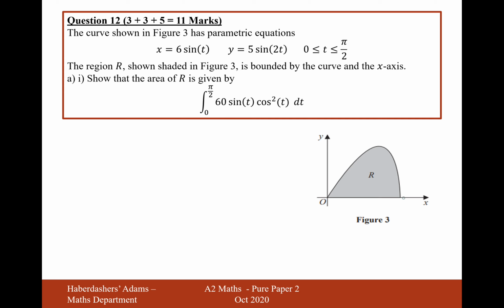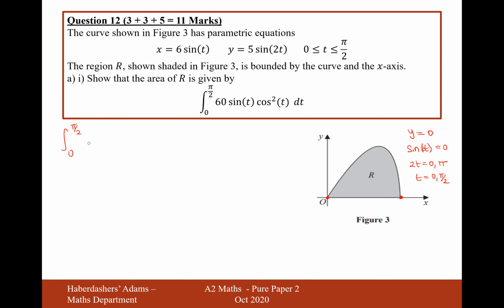So, the intersection between the curve and the x-axis is going to be when y is equal to 0. So therefore, sine of 2t will have to equal 0. 2t will therefore have to equal 0 and pi. So therefore, t is equal to 0 and pi by 2. So there's your limits. So it's going to be between 0 and pi by 2.